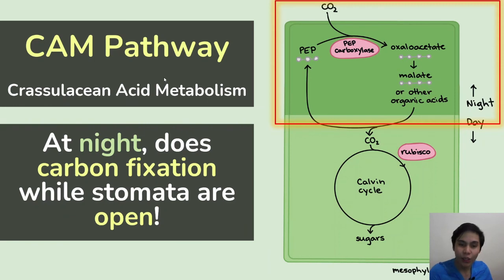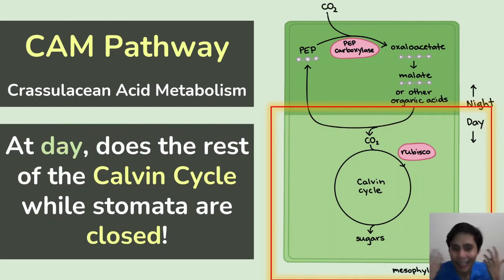So at night, your carbon fixation happens while the stomata are open. So your carbon fixation happens using PEP carboxylase. Same thing. It takes PEP, your phosphoenol pyruvate, and then it fixes carbon from carbon dioxide to make oxaloacetate, which turns into malate or other organic acids. Now, this malate or other organic acids will go to the Calvin cycle during the day. So again, at day, the Calvin cycle, the light independent reactions, even though it's day, it's light independent. It doesn't need light, but even if it's there, it can still do it. Your Calvin cycle works while the stomata are closed.